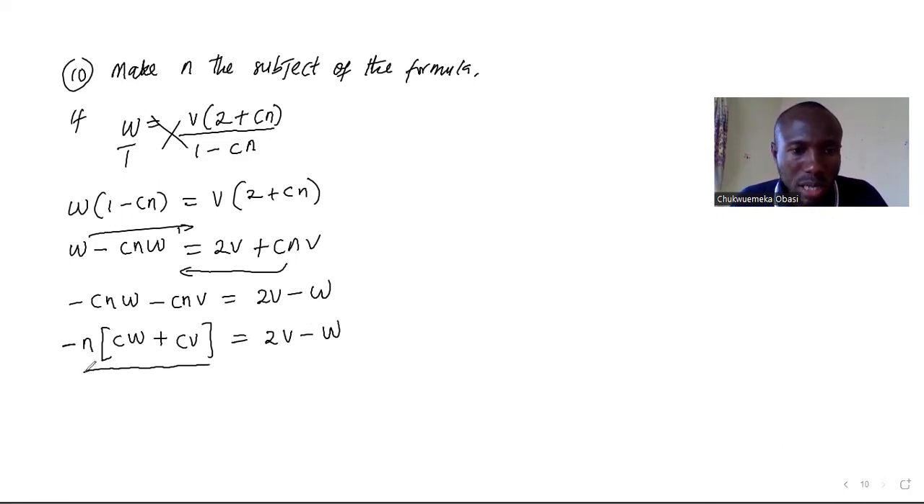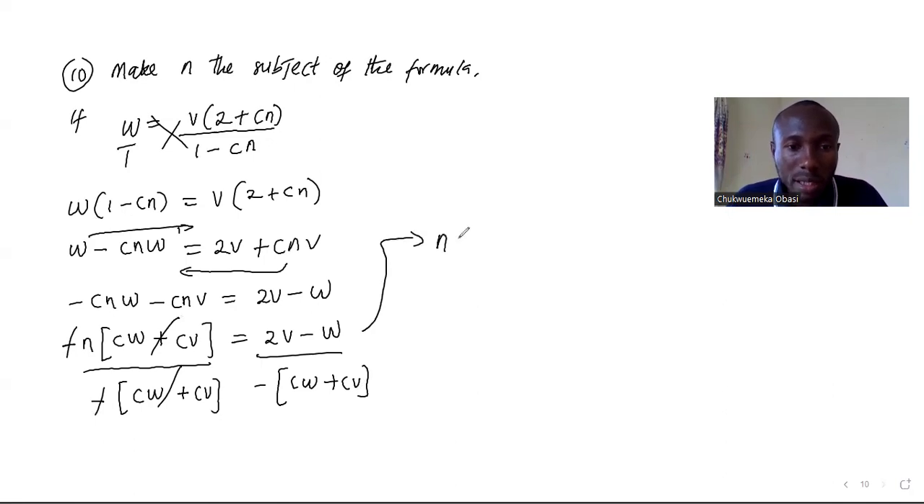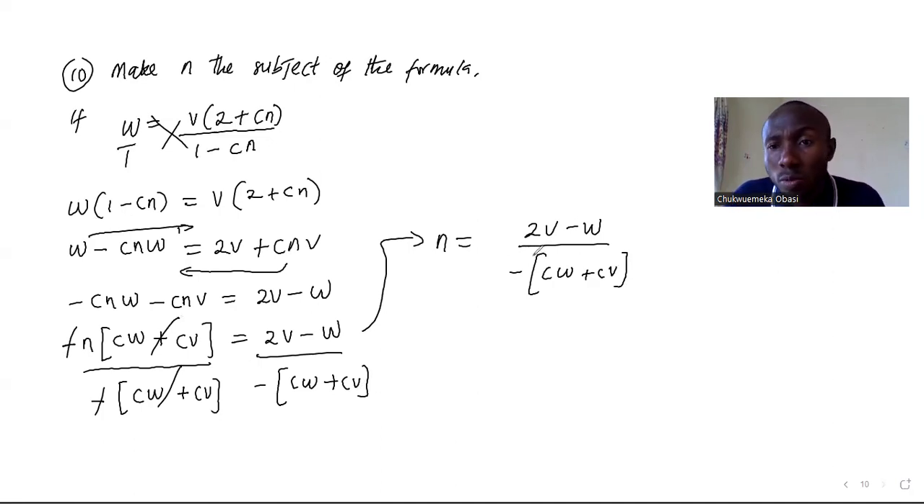So you want to divide both sides by minus CW plus CV, so that we cancel out the minus with the minus. Therefore, n is equal to 2V minus W over minus CW plus CV. Of course, this is not how we're going to leave our answer.